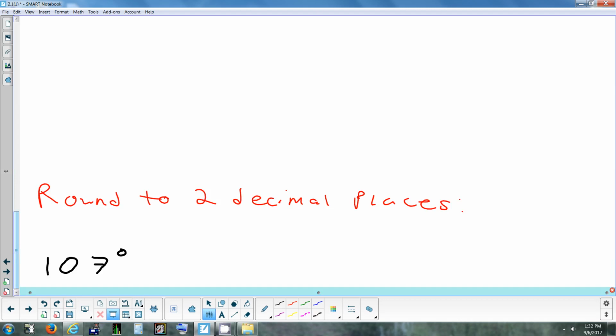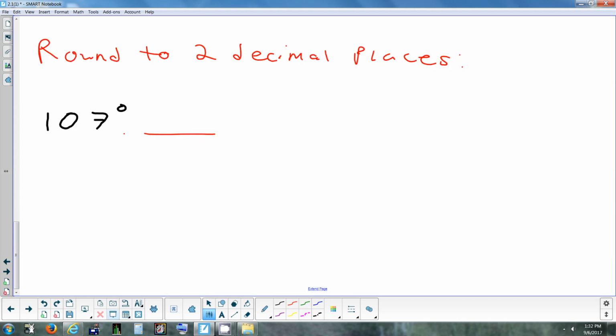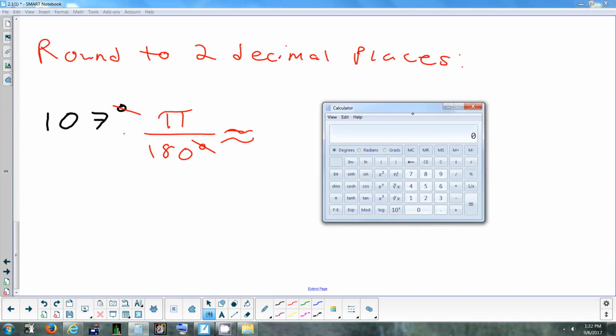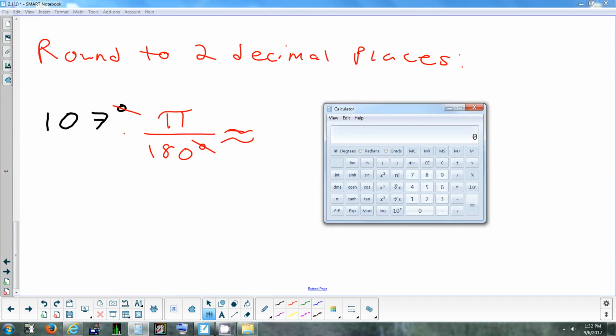And when I say weird, I mean it's not a multiple of 30, and it's not a multiple of 45. So we still do it exactly the same way. Pi on top, 180 on the bottom. The only difference is it says round, so I'm actually going to type it in and round it off. When you type in pi, make sure you use your pi button. On the next one that we round off, I'll show you what happens if you don't. I'll show you how much it can throw off your answer.